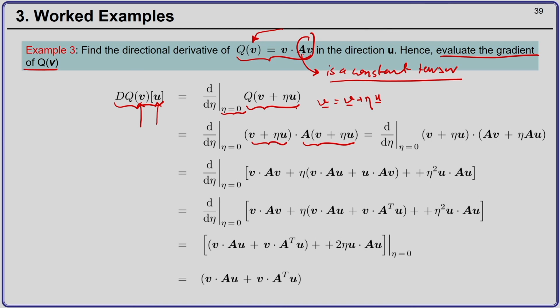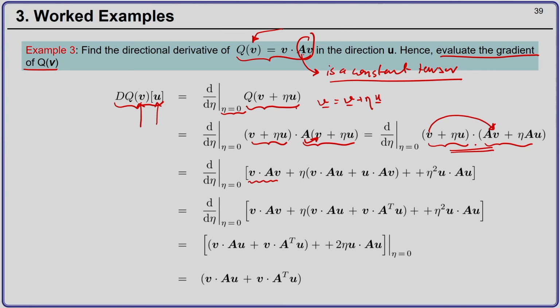Remember, A is a constant second order tensor. So, we can take A inside the bracket, that is what we have done. So, we have v plus eta u dotted with A v plus eta A u. And then we can again take the dot product of these two brackets and simplify this expression. The first term will be v dot A v, which is here.